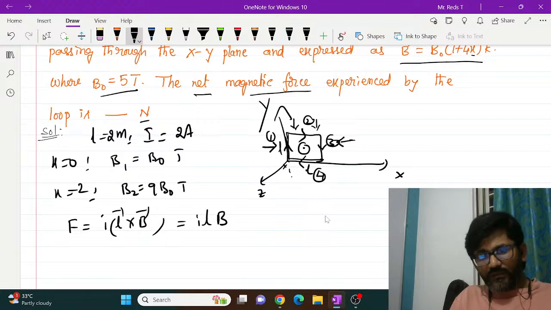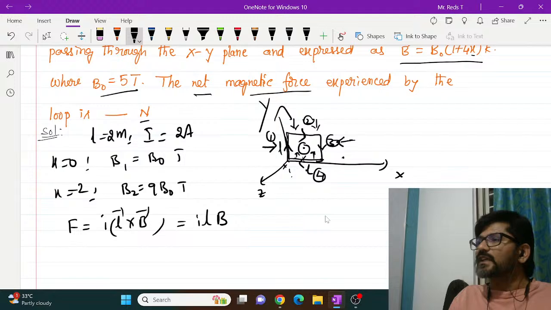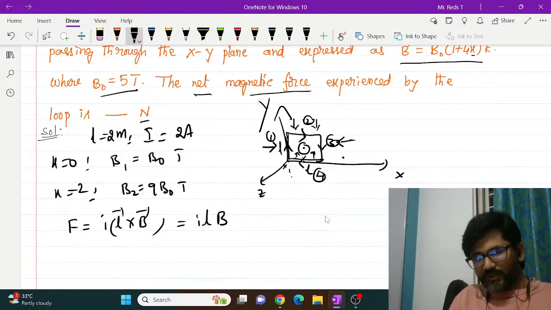On the fourth one, it is upward. Due to the second and the fourth, at any point, if you consider the midpoint, exactly the same values of forces act in opposite directions, so these two will cancel. Only the forces on the first and third sides will act. You have to understand this carefully. Observe carefully, guys.